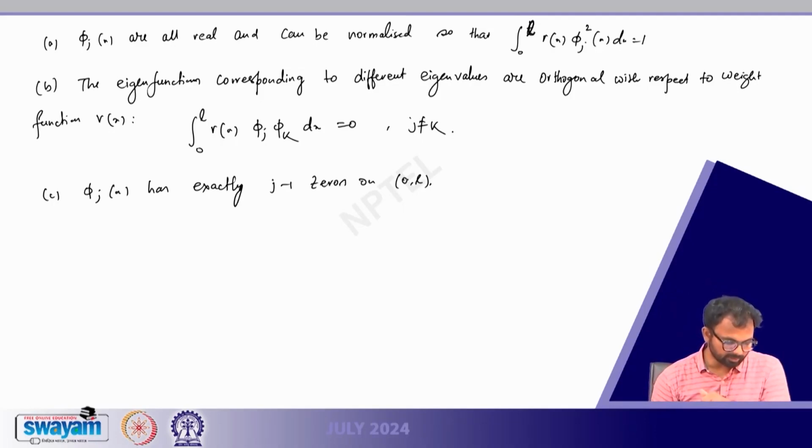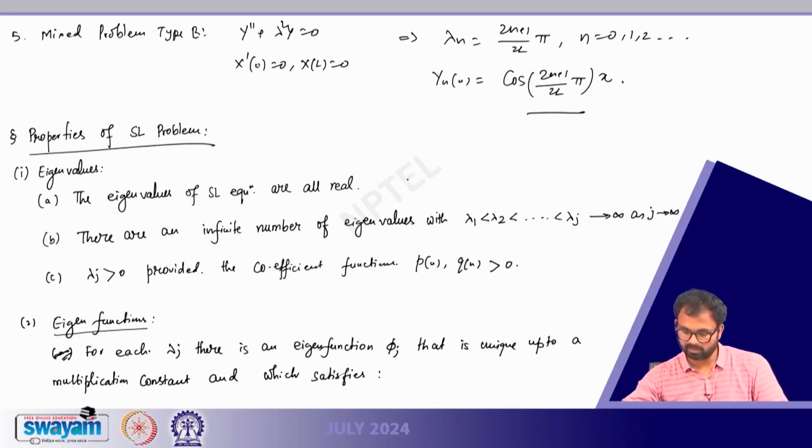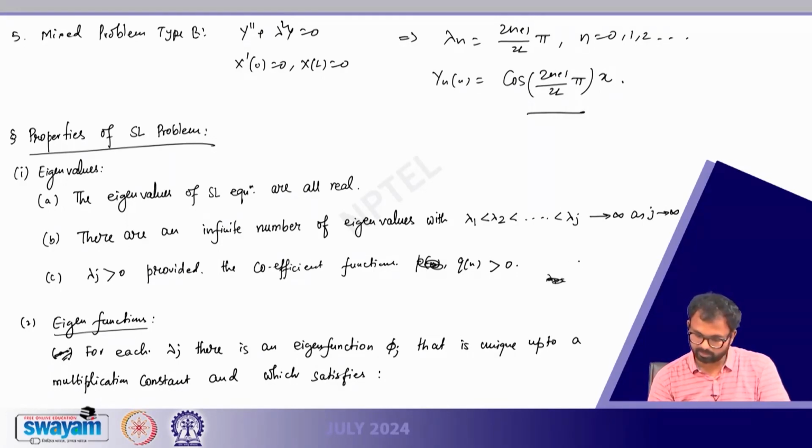So, we have eigenvalues and then we have eigenfunctions. For lambda j, that is the previous result, the coefficient function q(x) is positive, and if lambda 1 is, let us say, alpha 1 plus i beta 1. So, first of all the eigenvalues of Sturm-Liouville equations are all real. There are an infinite number of eigenvalues such that they all tend to infinity as j tends to infinity, and lambda j is positive provided the coefficient function q(x) is positive, and I think there must be one more condition.